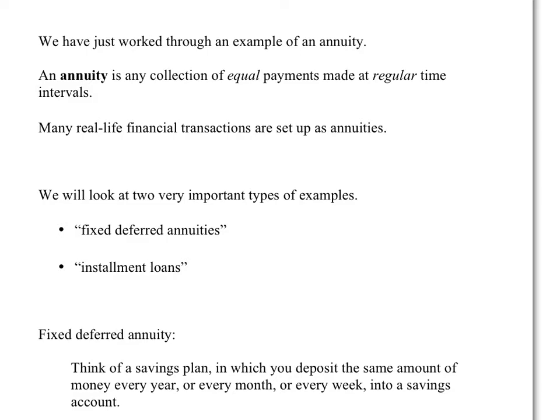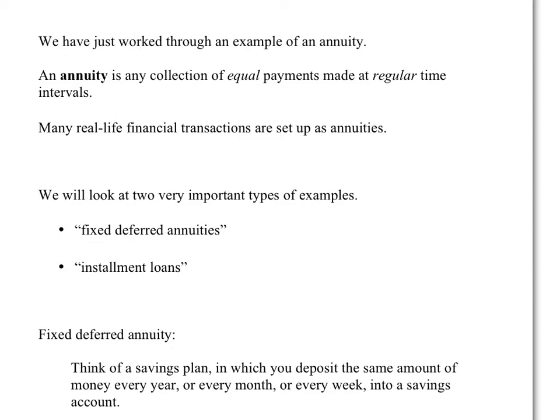An annuity officially is any collection of equal payments made at regular time intervals. So in that example, the equal payments were $1,000 each, the regular time intervals were once per year. There are many real-life transactions that are set up as annuities. One of these is your monthly rent. At least over the course of a single year, the payments are always for the same amount, typically, and they're typically due on the first of the month. That's an example of an annuity.